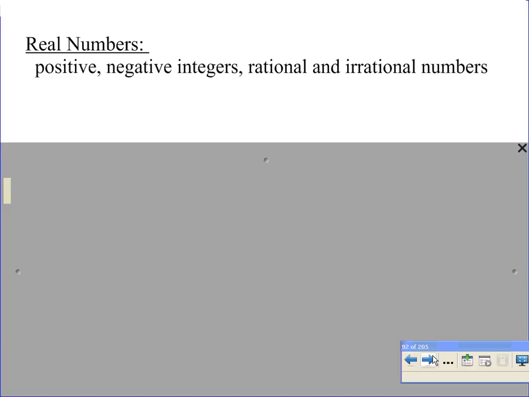Everything's real because whole numbers and natural numbers are all positive integers. That's why I put up here, well, the book actually, this is their definition. Positive and negative integers are real. Rational and irrational are real. So basically, everything we've talked about so far is a real number.